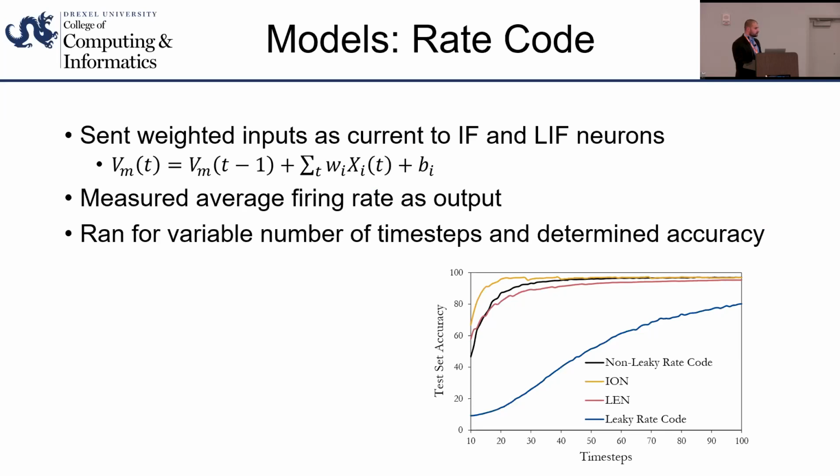So the first model I'll talk about are the rate coding models. We converted the ReLU ANN to a spiking model by sending weighted inputs as current to either the integrate and fire or the leaky integrate and fire neurons, as shown by the equation on the slide. We then measured the average firing rate as an output. We ran these for variable numbers of time steps from 10 to 100 and determined the accuracy. On the plot here, the black line represents the non-leaky firing rate-coded model, and the blue line represents the leaky rate-coded model. So as you can see, the non-leaky model outperforms the leaky model, and its accuracy improves more quickly as a function of the number of time steps.